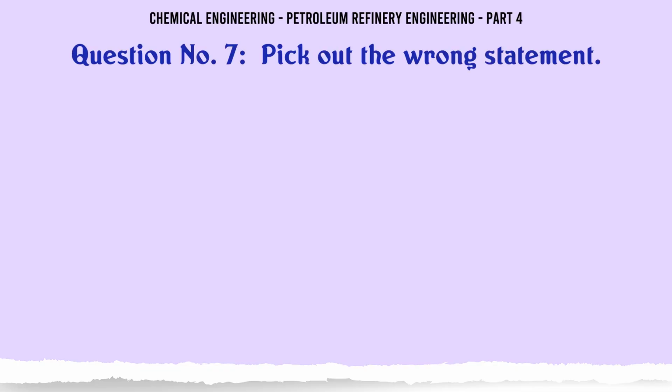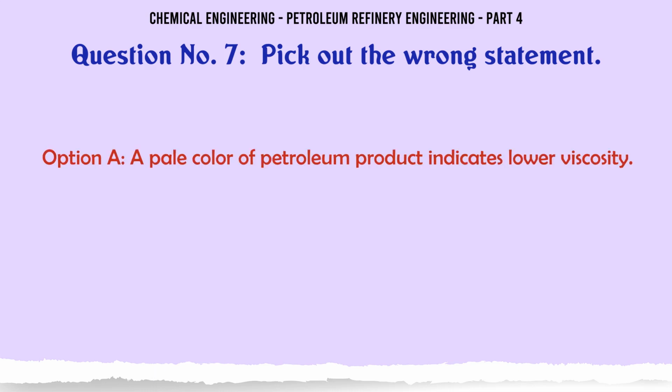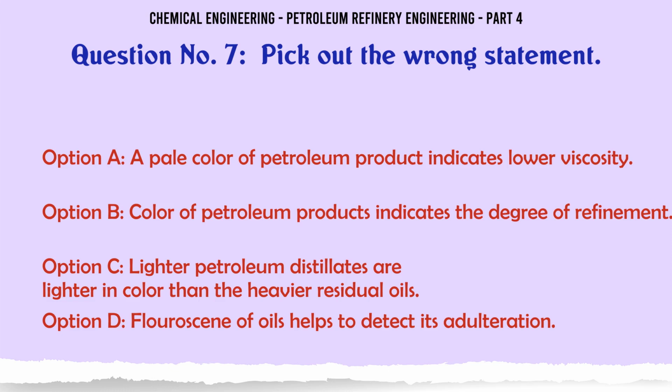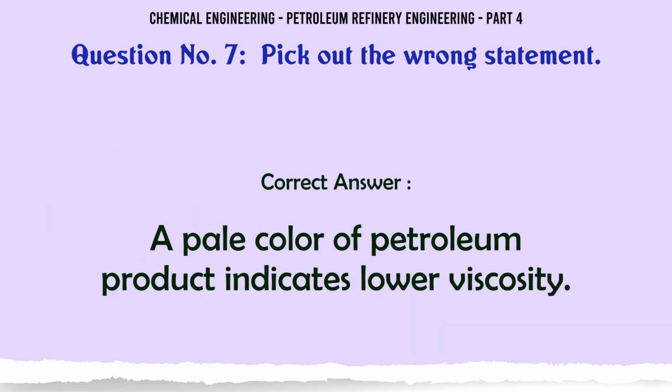Pick out the wrong statement. A. A pale color of petroleum product indicates lower viscosity. B. Color of petroleum products indicates the degree of refinement. C. Lighter petroleum distillates are lighter in color than the heavier residual oils. D. Fluorescence of oils helps to detect its adulteration. The correct answer is A, a pale color of petroleum product indicates lower viscosity.